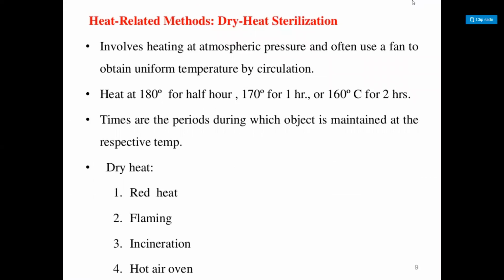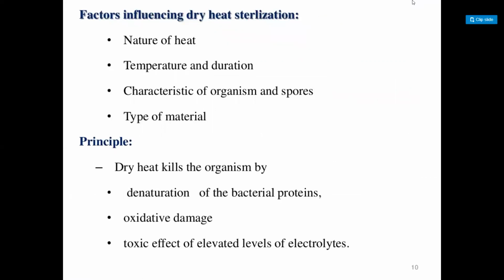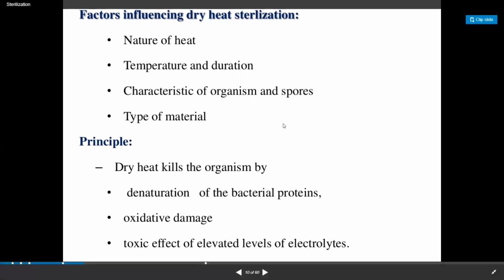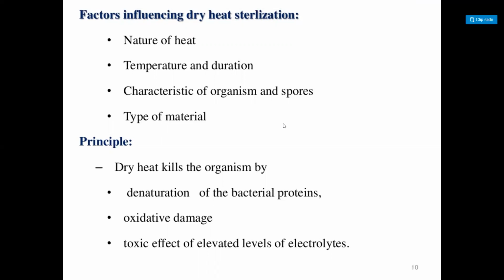In the last lecture I mentioned dry heat and moist heat sterilization. I'm not going into the detail of it. Here, red heat, flaming, incineration, hot air oven, all these things are used. The factors which influence are nature of heat, temperature, characteristics of organisms, and type of materials. Now, the principle is that they kill the organism by denaturing the bacterial proteins, which leads to oxidative damage and finally killing of the cells.